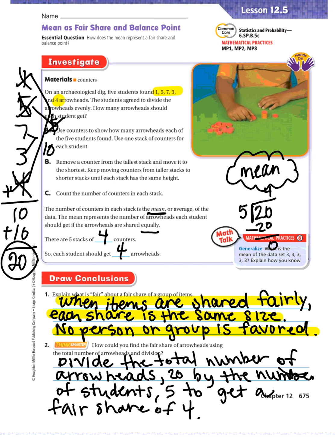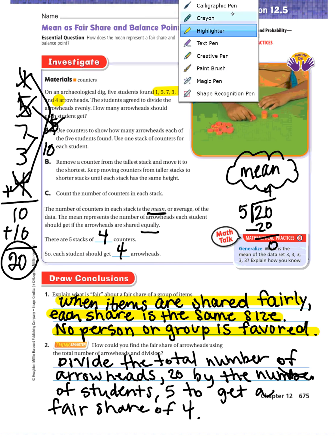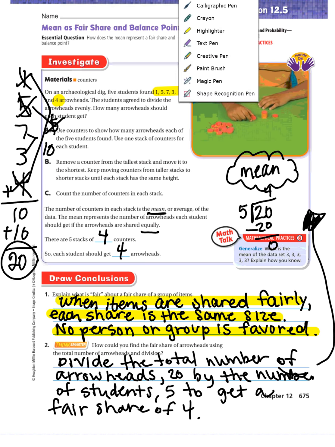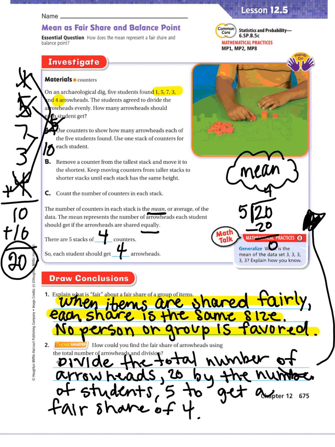So number 2, how can you find the fair share of arrowheads using the total number of arrowheads and division? This is just the word version of what we did here, mathematically. So I divided the total number of arrowheads, which was 20, by the number of students, which was 5, to get a fair share of 4.